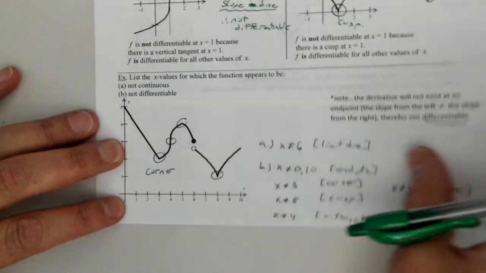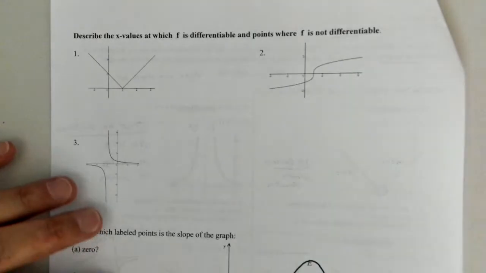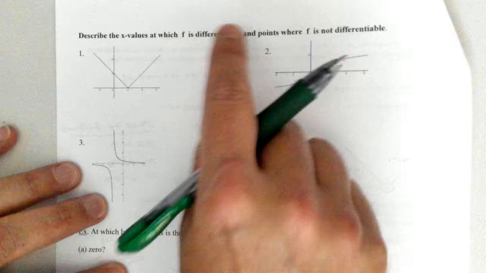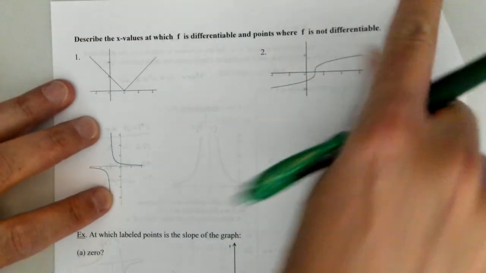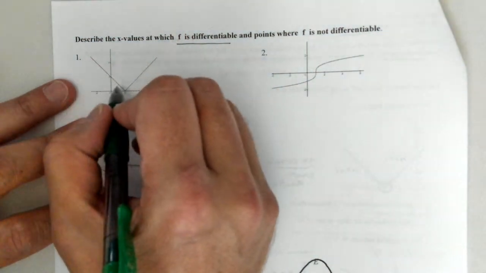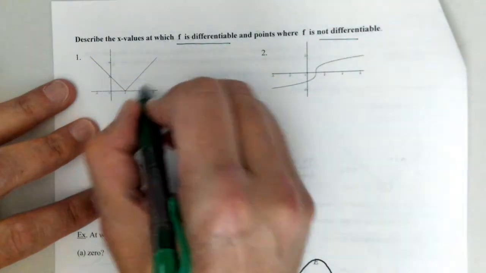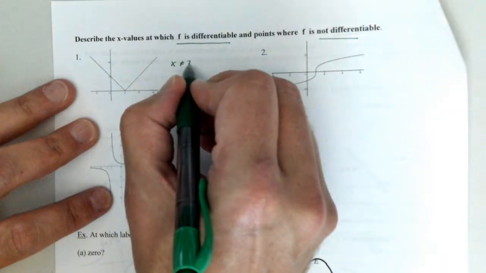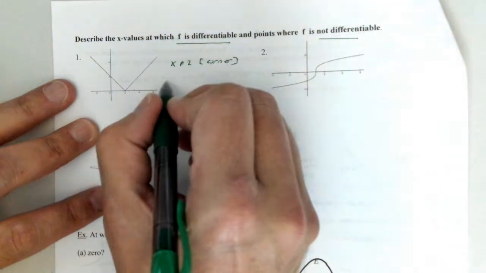So let's now take a look at our next example here. For here, it just asks us, describe the x values for which f is differentiable and points where f is not differentiable. So what we're looking for here, what values will the derivative exist here? It's better to answer the first one. So it's not differentiable at 2. So x cannot be 2. And the reason for that, again, there's a corner there. So where is it differentiable?